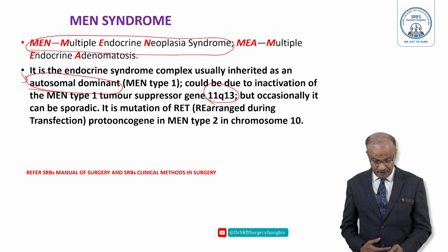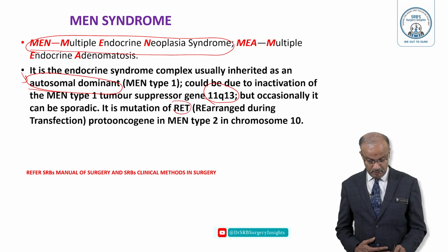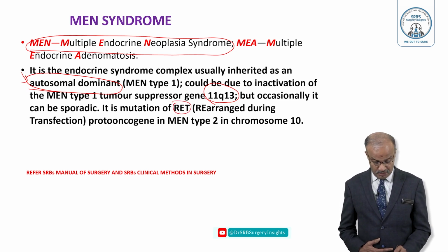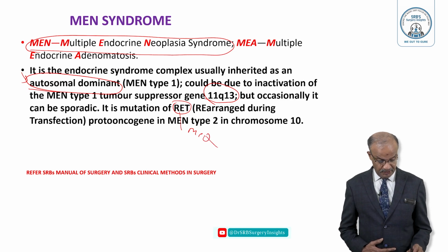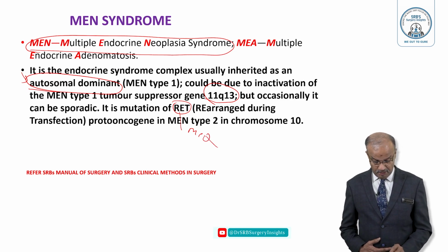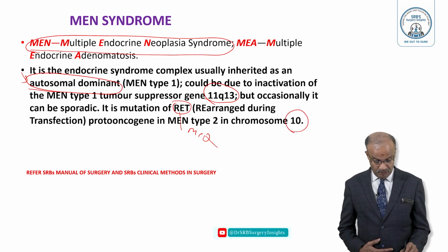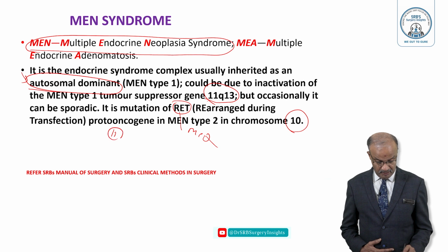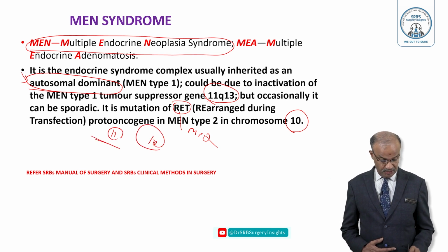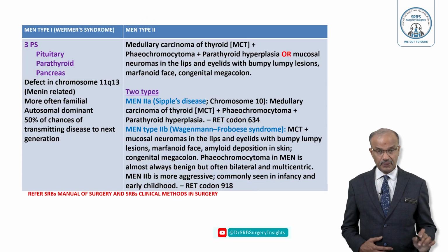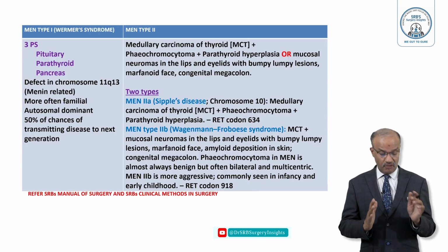It's a mutation of RET. RET full form, just remember, is often asked as an MCQ: rearranged during transfection, a proto-oncogene. MEN type 2 is on chromosome 10. MEN type 1 is on 11. 1 is 11, 2 is 10. This is the MCQ question which you have to remember. And so I'll just put it into tabular form.